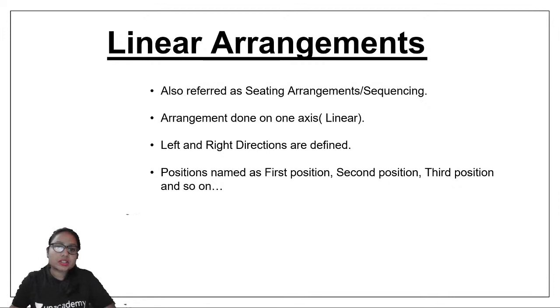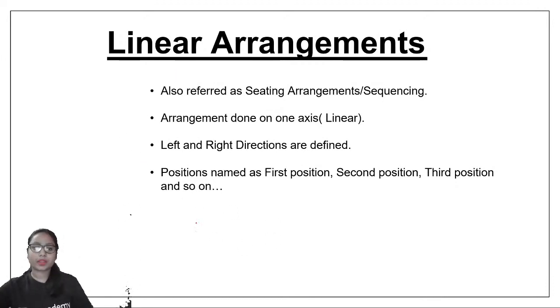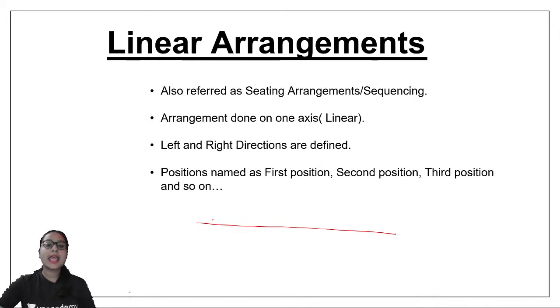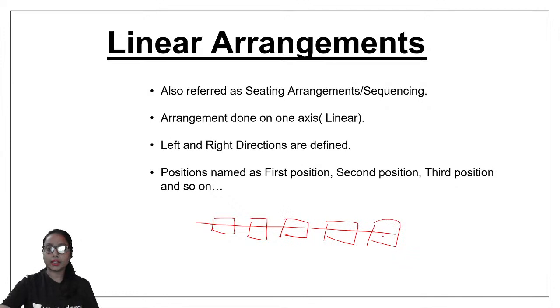Seating arrangement questions don't mean that only people would be seated. You can arrange objects and people as given in the question. Why is this called linear arrangement? Because the arrangement is done on one axis. This would be one axis and you have to arrange people. If 5 people are given and some conditions are given, you have to solve the question accordingly.